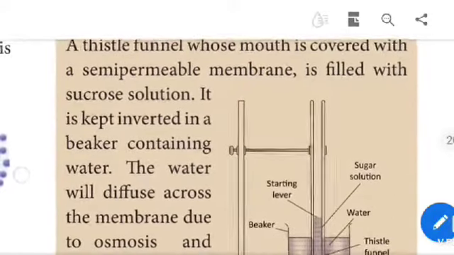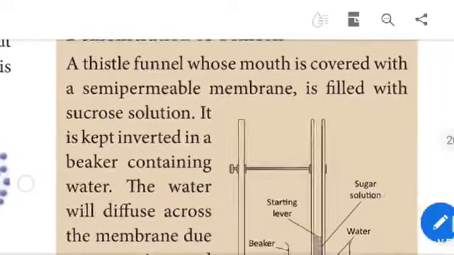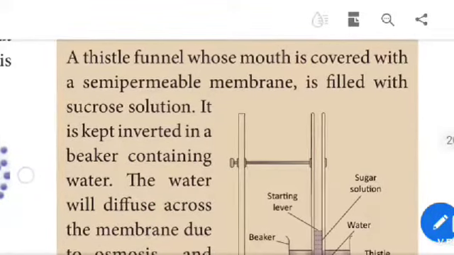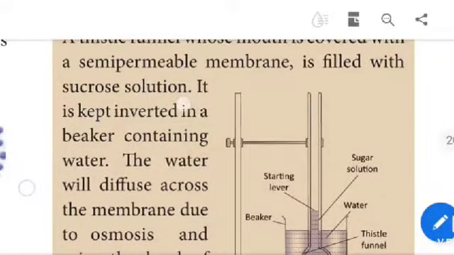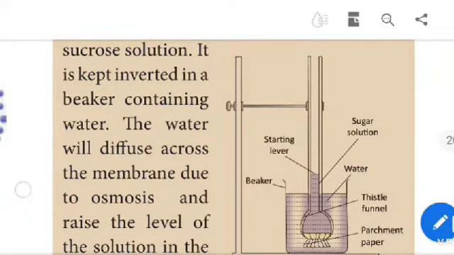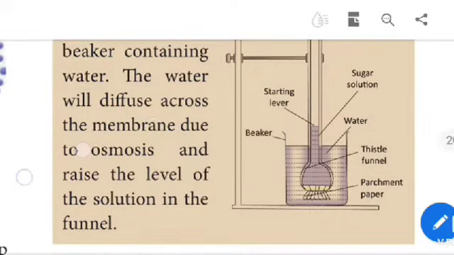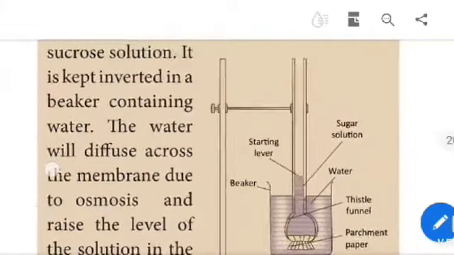A demonstration of osmosis. A thistle funnel whose mouth is covered with semi-permeable membrane is filled with a sucrose solution. It is kept inverted in a beaker containing water. The water will diffuse across the membrane due to osmosis and raise the level of the solution in the funnel. It's called the thistle funnel experiment.